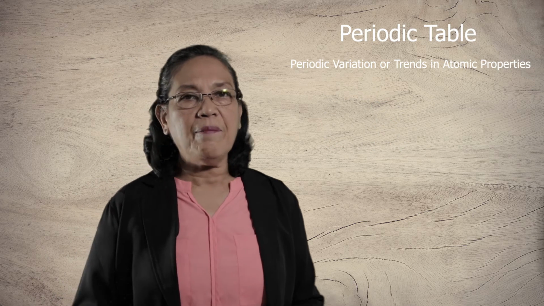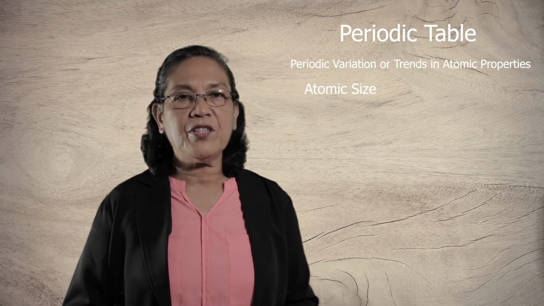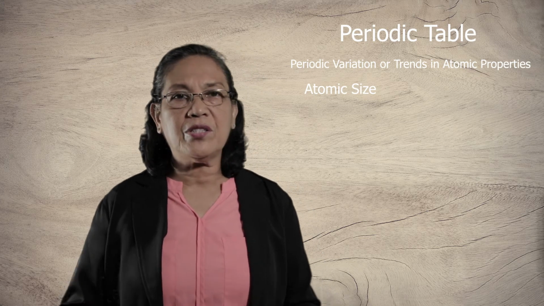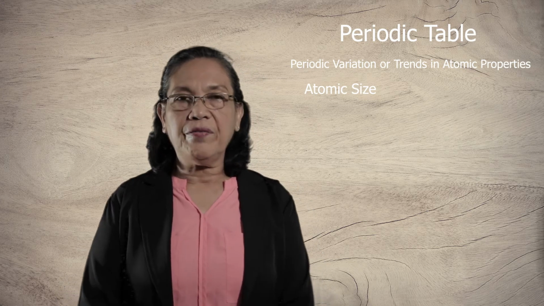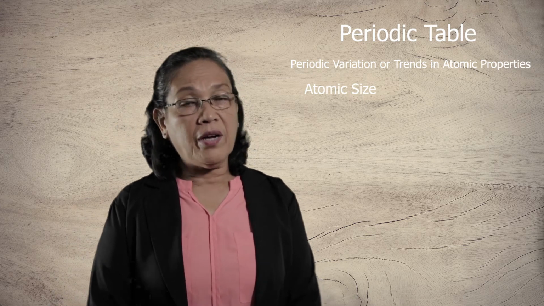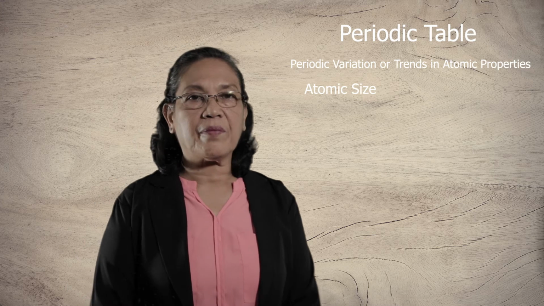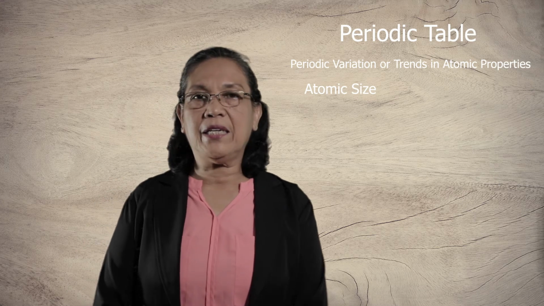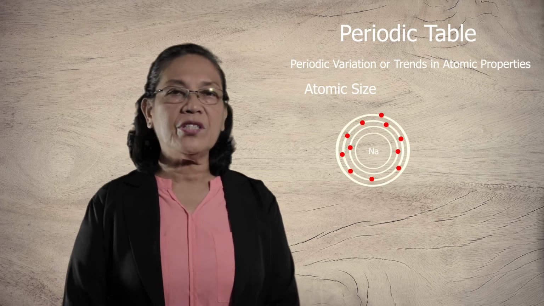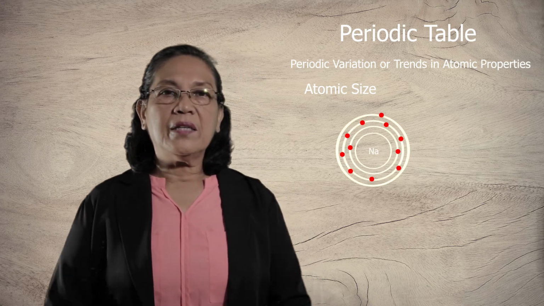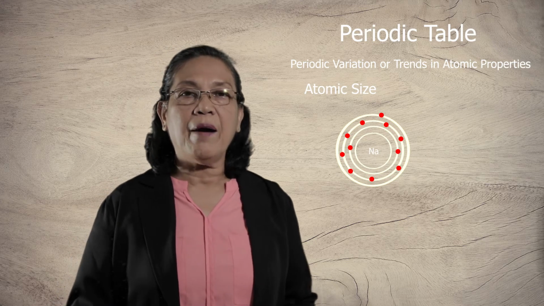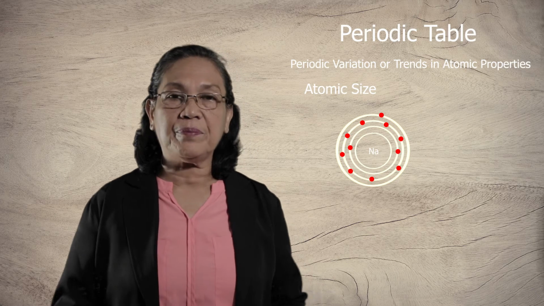When we say the atomic size, this refers to the number of energy levels which the electrons occupy. So if there is only one electron in the atom, it only occupies the first energy level. However, in an example like the sodium atom, since there are 11 electrons, the farthest electron will occupy up to the third energy level.